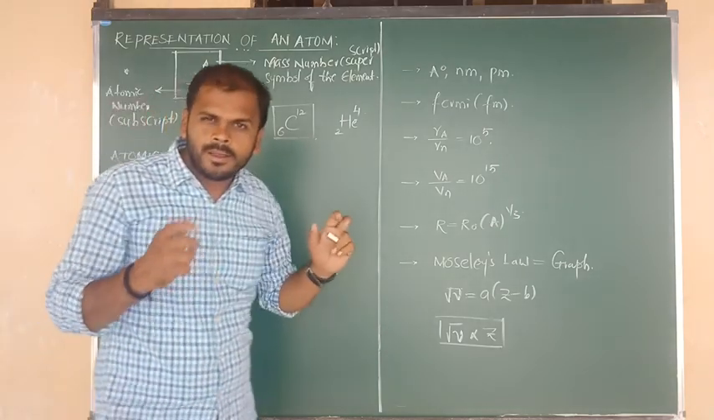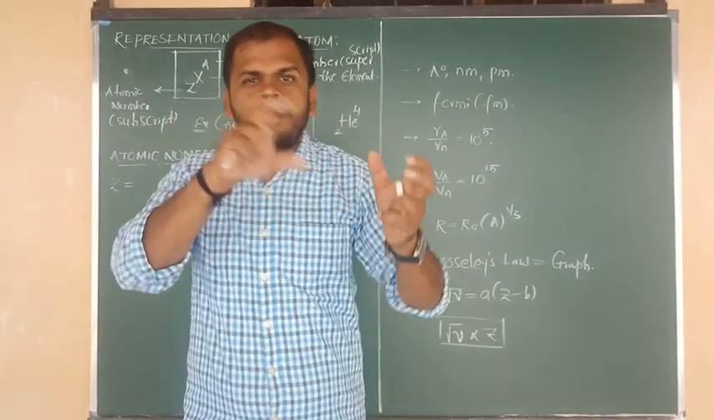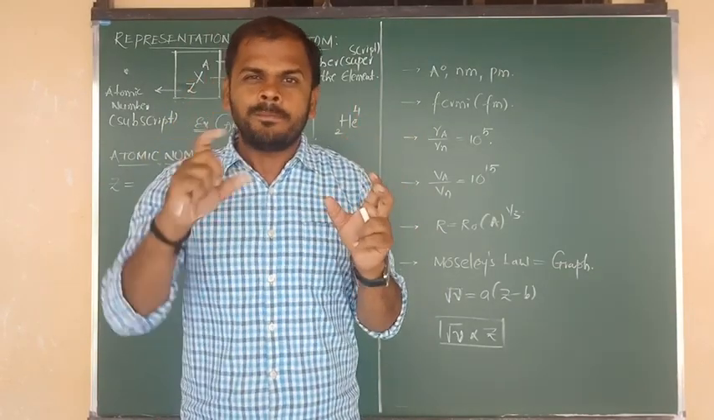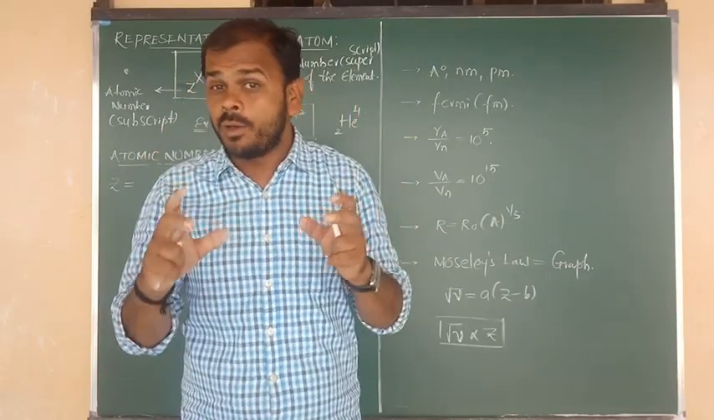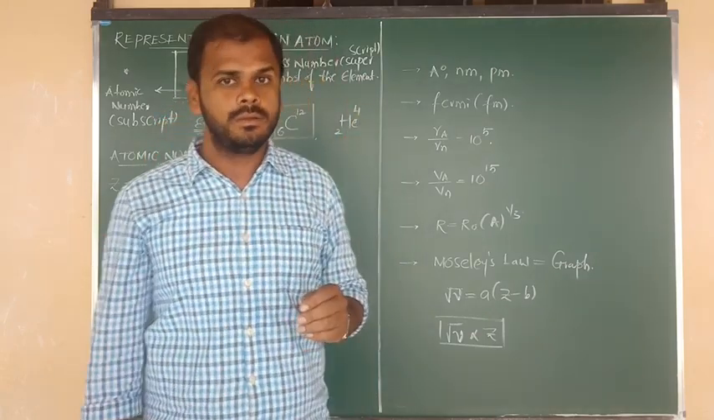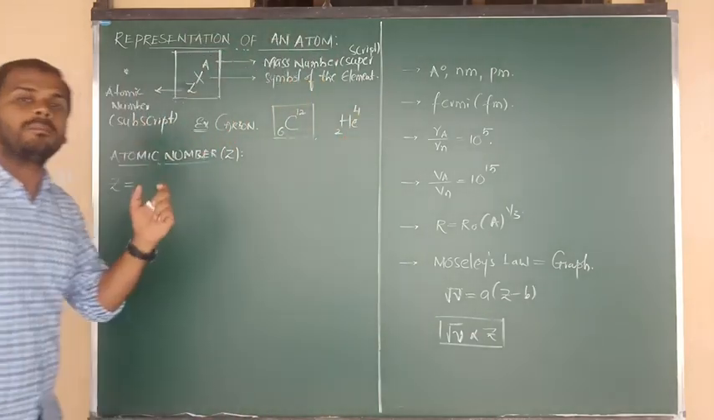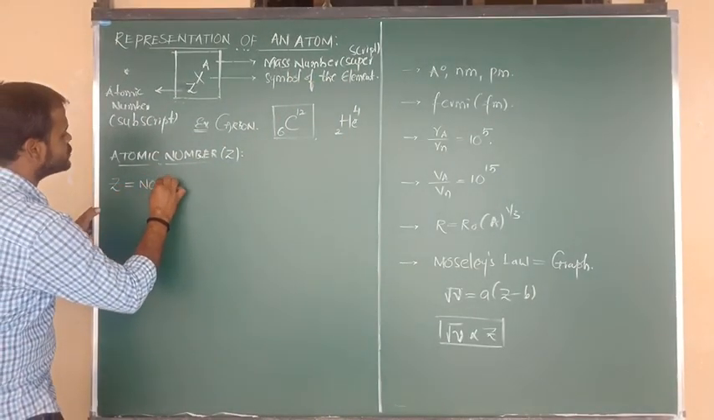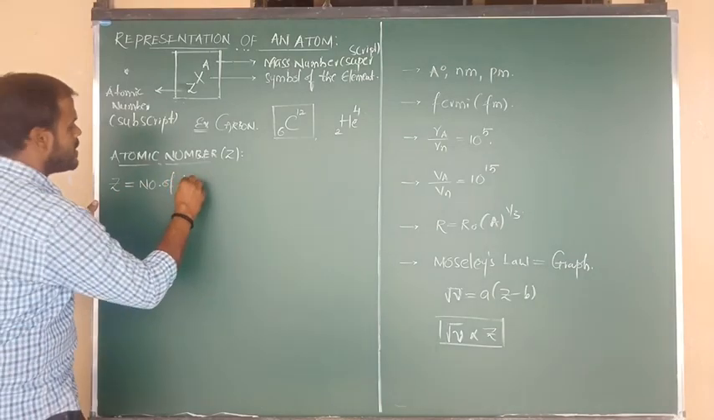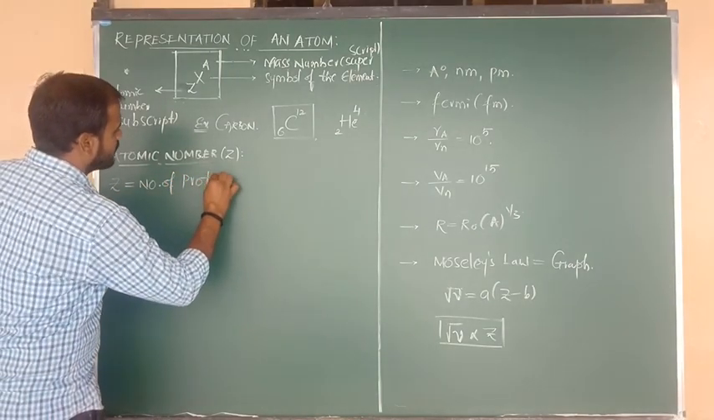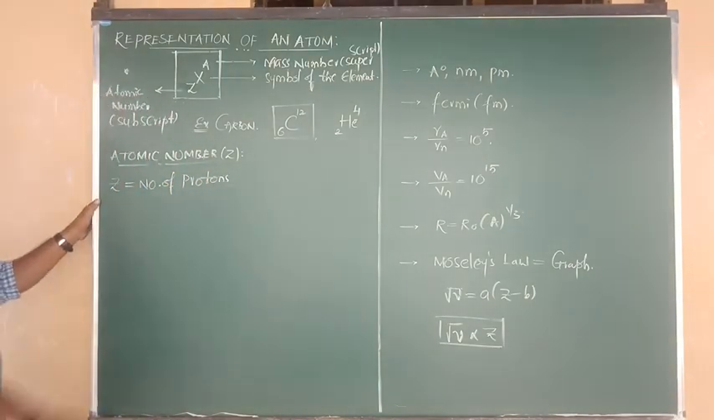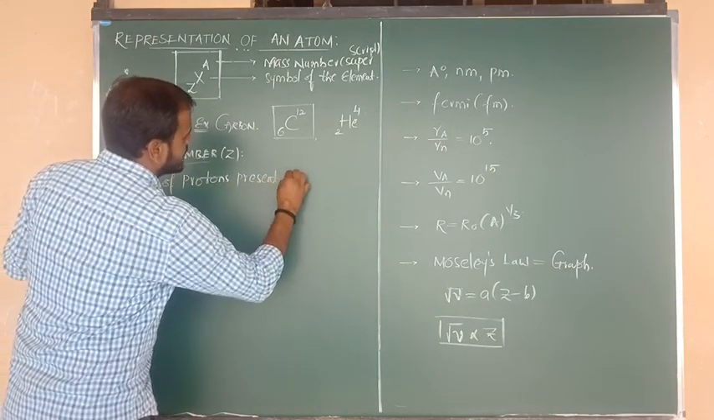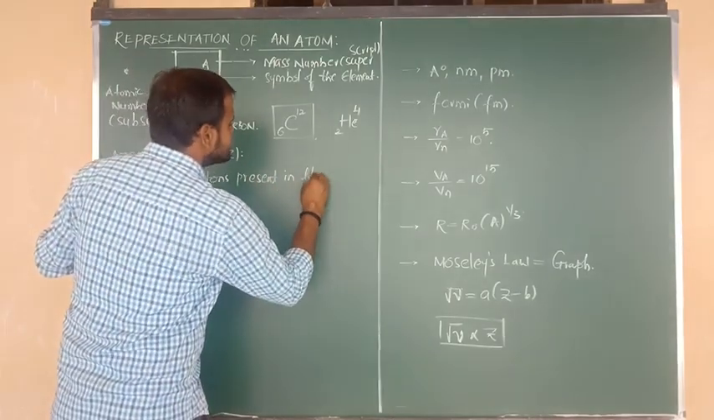Listen carefully. Atomic number Z can be defined in two ways, one by using the proton concept, one more by using the electron concept. Let me go by considering the proton concept. Atomic number Z is equal to the number of protons present in the nucleus of an atom.